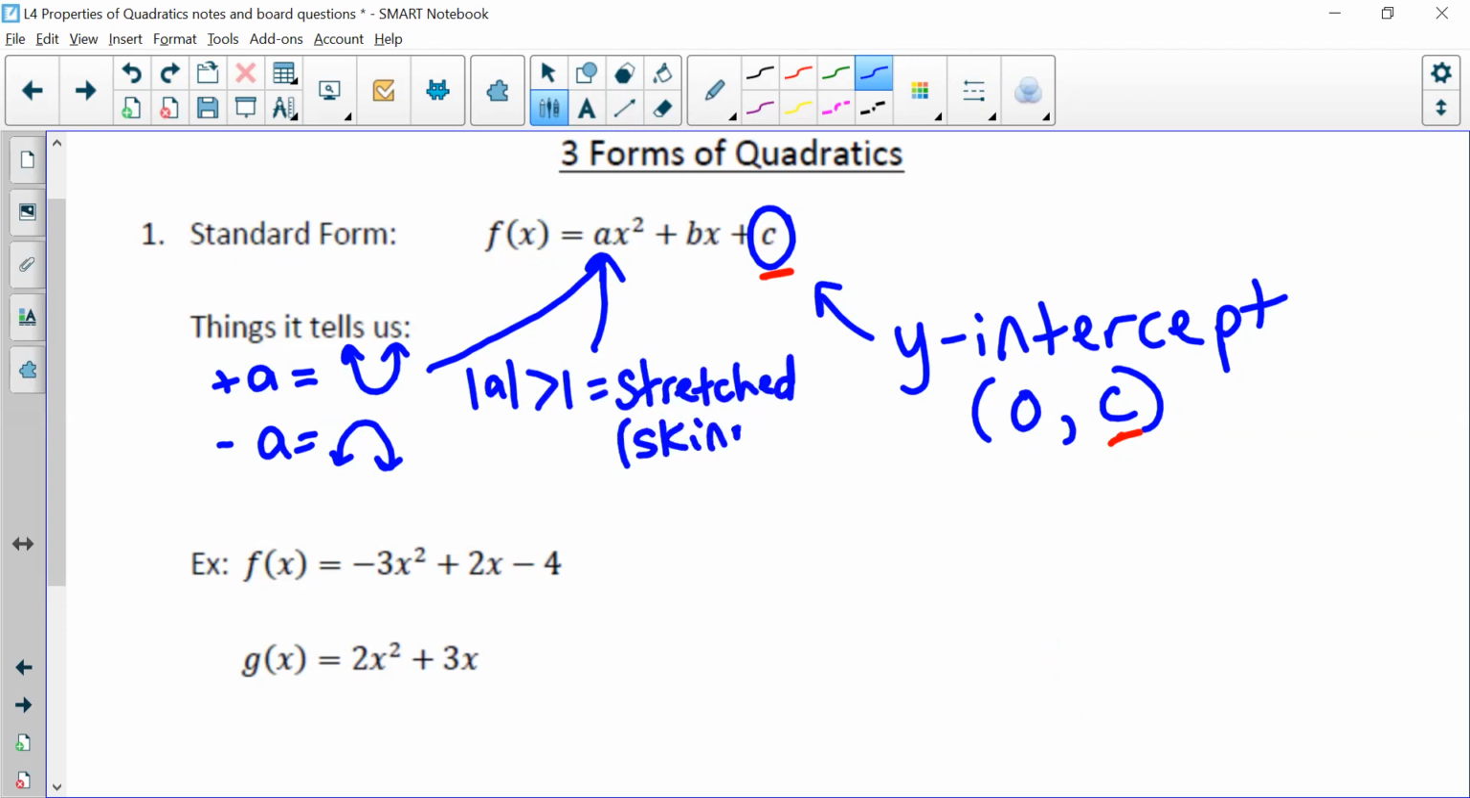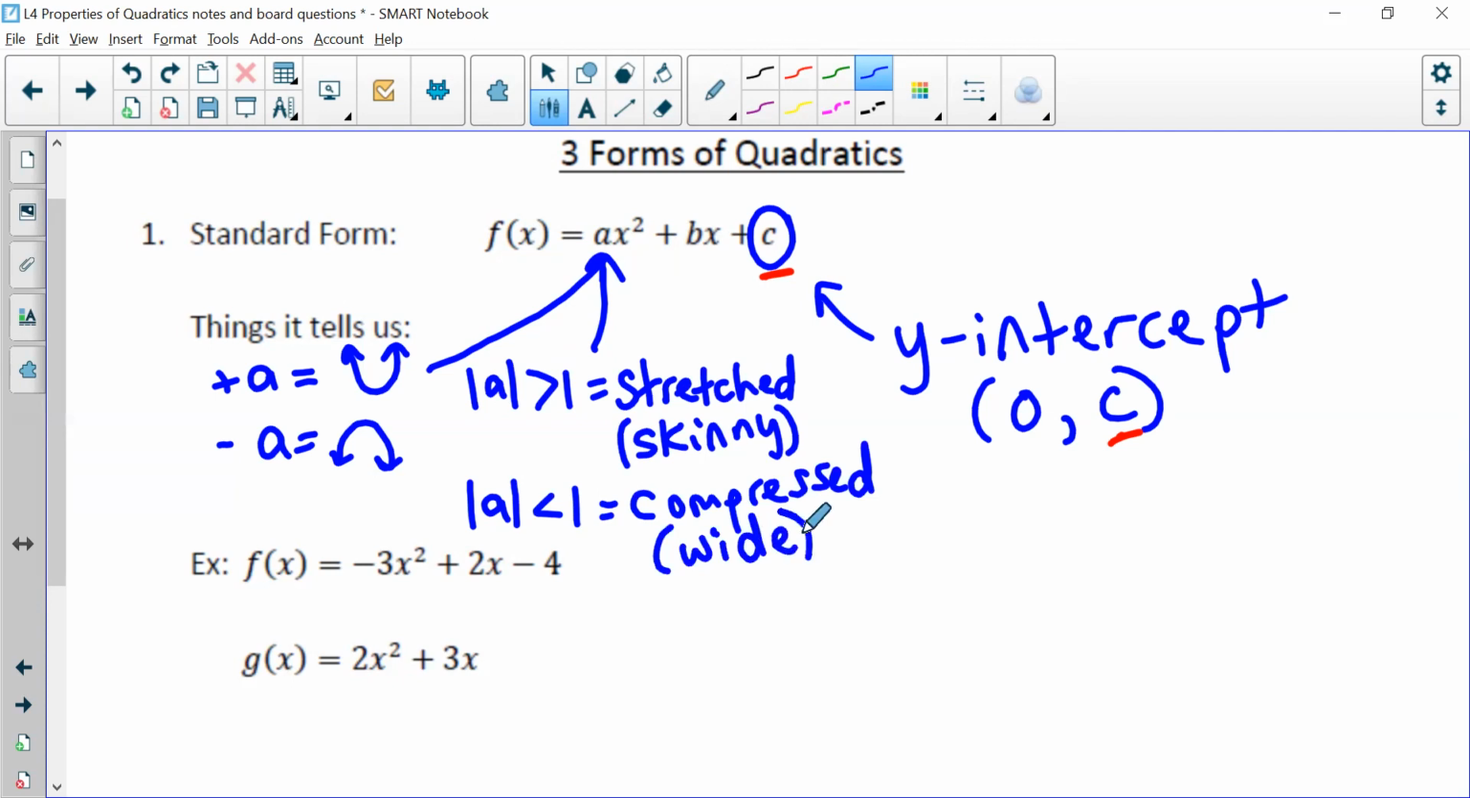And if it's less than 1, then it's compressed or wide. Has anybody heard the term absolute value before? Basically, absolute value means its distance from 0. Doesn't matter if it's positive or negative. So if I was looking at the number +7, it's 7 units away from 0. But if I was looking at -7, it's also 7 units away from 0.